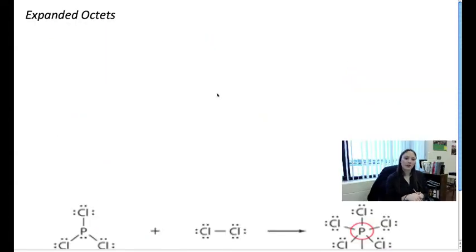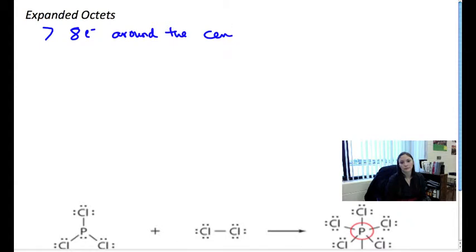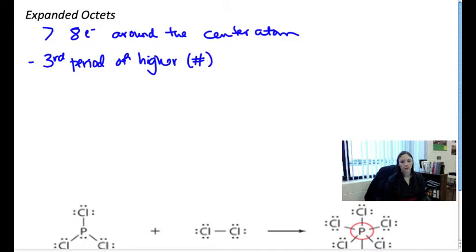All right, now we're going to look at the other exception, and probably more common exception, and that would be an expanded octet. Expanded octets are where you can have more than 8 electrons around your center atom. But in order to do this, you have to have an element that is in the 3rd period or higher, and that means higher in number.